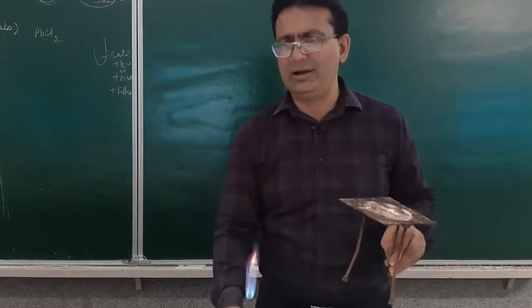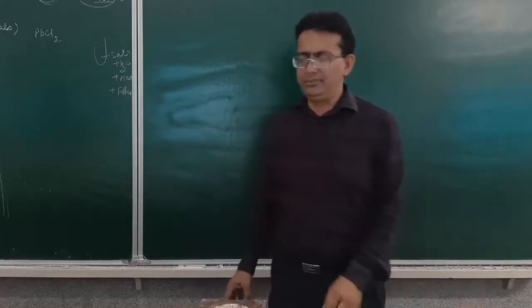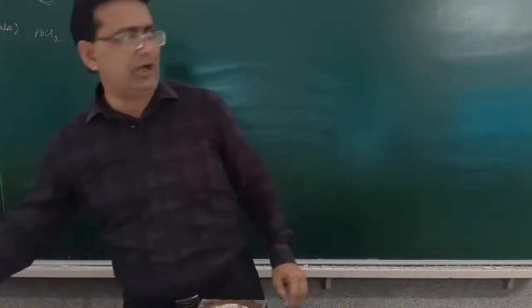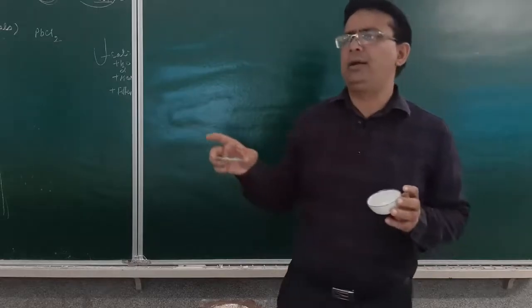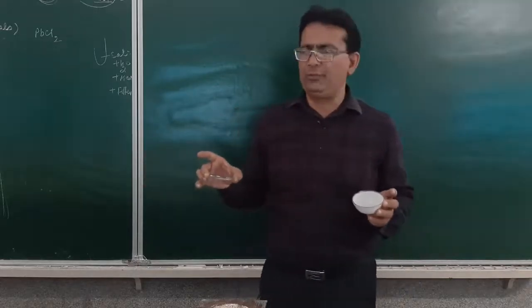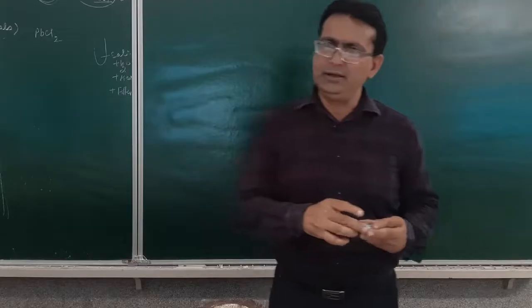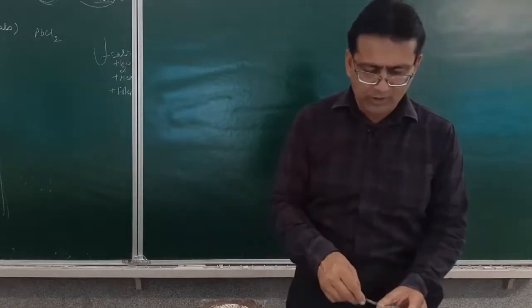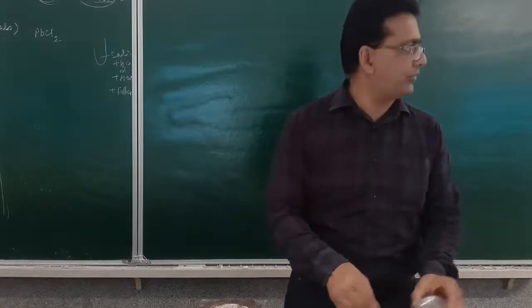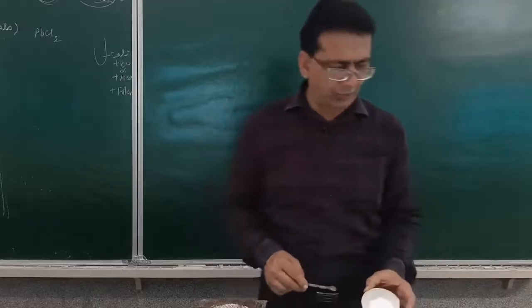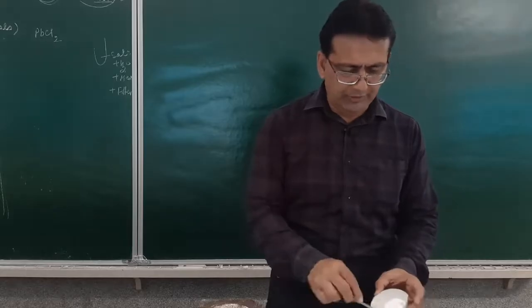This is a gas burner. We'll put a tripod stand over here. Am I clear? Now we'll take a china dish or the porcelain dish. In this china dish, we will add a salt and sodium carbonate. In what ratio? In the ratio of 1:3. 1 part of a salt I'll take and 3 parts of sodium carbonate. Am I clear? I'll take 1 part of the salt and 3 parts of the sodium carbonate.